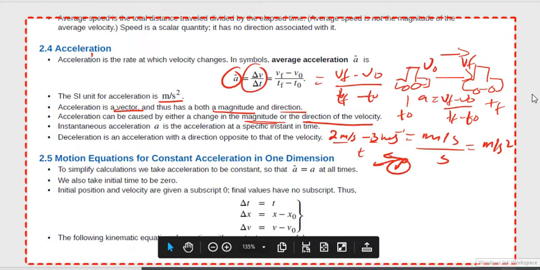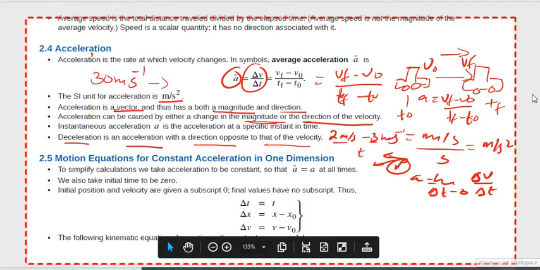So instantaneous acceleration is the limit as delta t tends to 0 of delta v over delta t. This is our instantaneous acceleration. Deceleration is an acceleration with the direction opposite to that of the velocity. So let's say an object which is going 30 meters per second comes to 20 meters per second, then the object is actually decelerating. Then the direction of acceleration here will be opposite to the direction of the velocity.